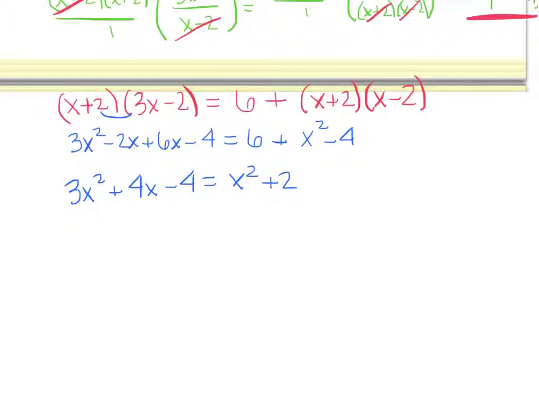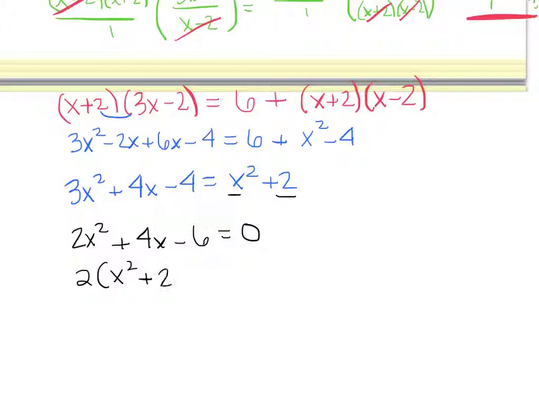I want to get all of my like terms together on one side since I have a quadratic equation. So I'm going to subtract this x squared, which is going to give me 2x squared plus 4x, and then subtract this 2, which is going to give me a negative 6, equals 0. I can factor a 2 out, and I'm left with x squared plus 2x minus 3 equals 0.